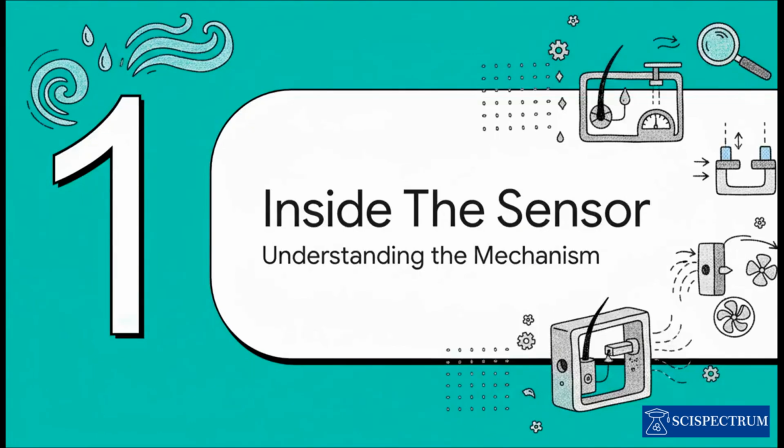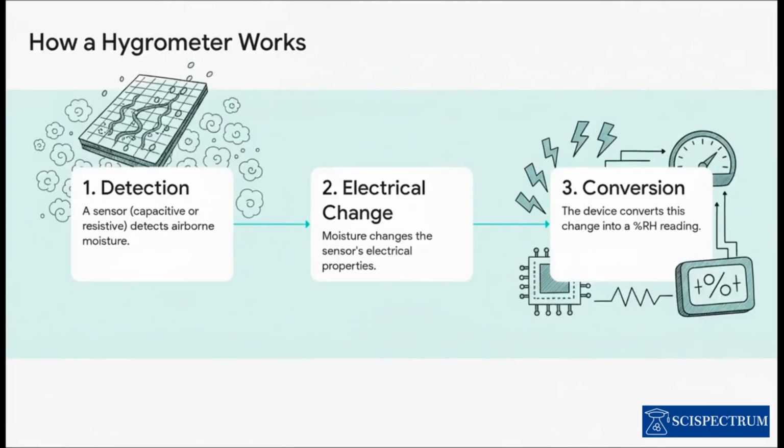Okay, so it's clearly a big deal. But how does it actually work? I mean, what's happening inside that little box to give us a reading? The mechanism is actually pretty neat. At its core, there's a sensor. It's either capacitive or resistive, specifically designed to react to airborne moisture. As water vapor lands on it, the sensor's electrical properties start to change. The instrument's brain then measures that change and converts it into a percentage of relative humidity, or %RH, and that's the number you see on the screen.